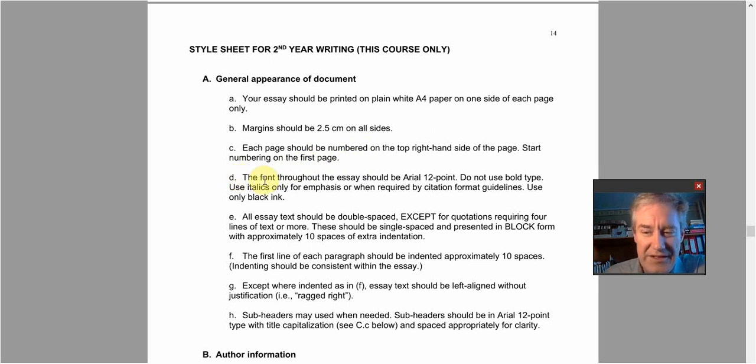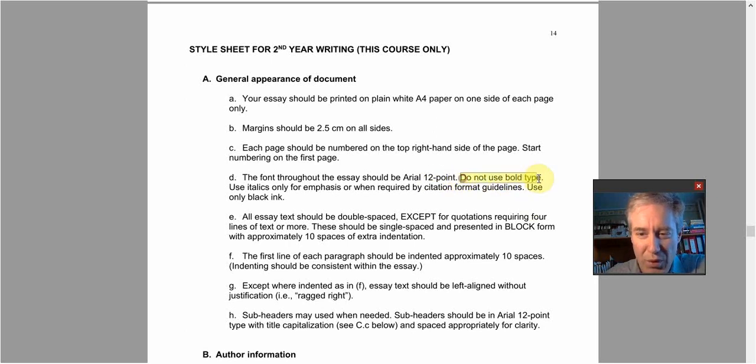Okay, D. The font, being the type of letters that you use, in Polish Citation, I believe. The font throughout the essay should be Arial 12 point. Arial is a very common standard font. In fact, that's what I'm using here in this module. 12 point is how big it is. This is the size of the letters. If it's 72 point, it might be this big. If it's 8 point, it might be so small you can hardly read it. 12 point is a standard, ordinary size for font. So the font throughout the essay should always be Arial 12 point.